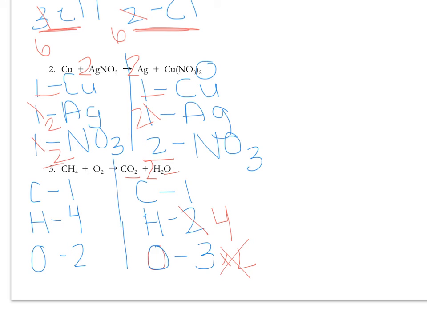Instead, I'm going to recalculate. I once again have 2 oxygens in the CO2, but now I have 2 oxygens in the water, so 2 plus 2 means that I have 4 oxygens on the right-hand side. Okay, so my carbons are balanced, my hydrogens are balanced. The last thing I need to do is balance the oxygens, and I can do that by adding the coefficient of 2 in front of the O2.